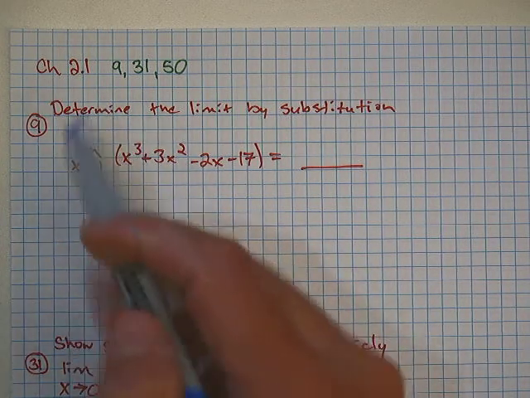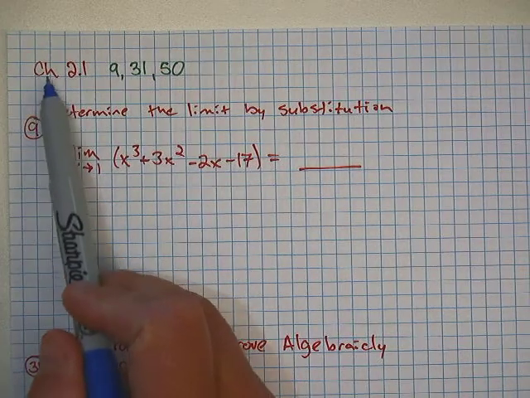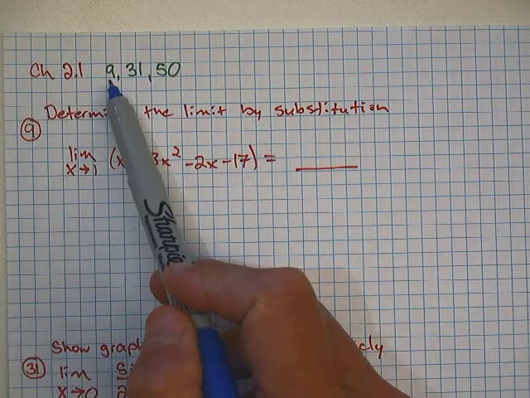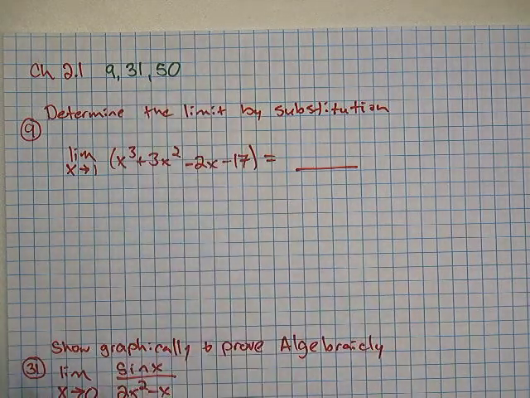Alright guys, here we go. This is the first homework for calculus A, B, and B, C. So chapter 2.1, I'm going to do problem number 9, 31, and 50.